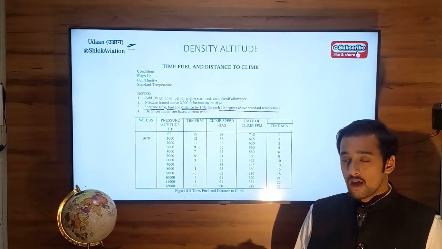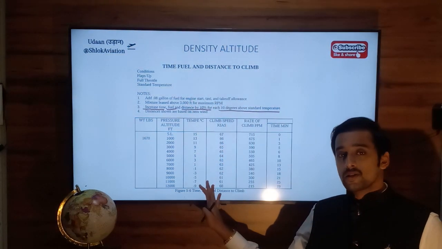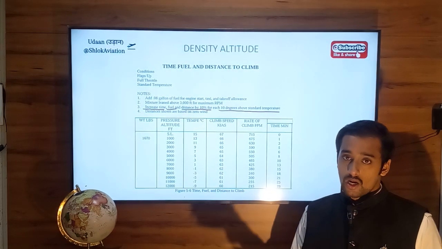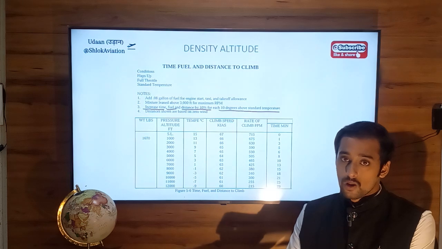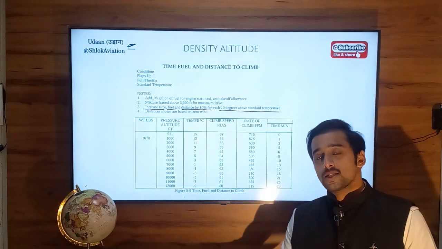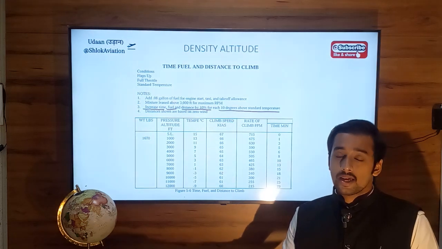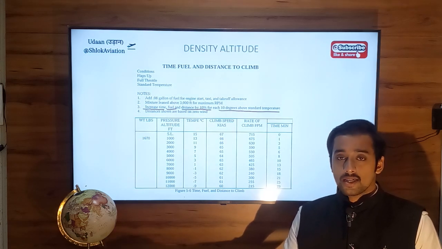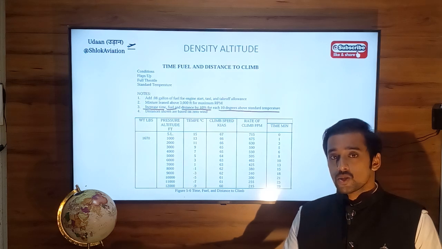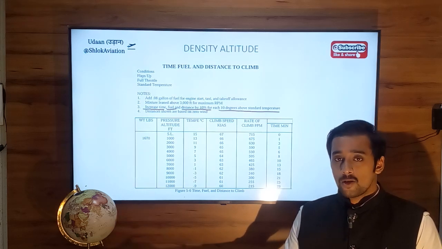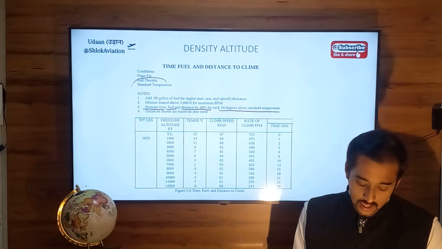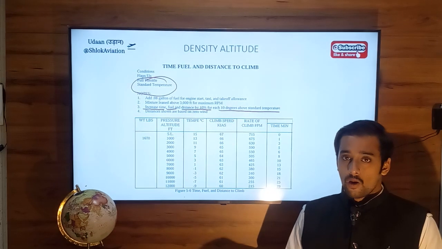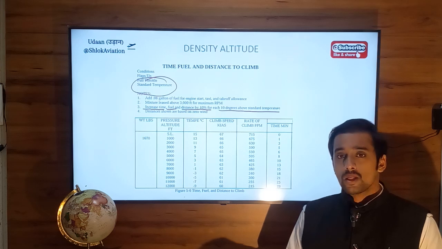Now this table in front of you, this information is taken from the Cessna 152 POH, Pilot's Operating Handbook. As I told you, all pressure instruments and aircraft are designed in such a manner that they give maximum, best performance at sea level, ISA atmospheric conditions. So all the performance calculations given by the manufacturer are based on standard conditions, and that is always mentioned on that performance graph or table.